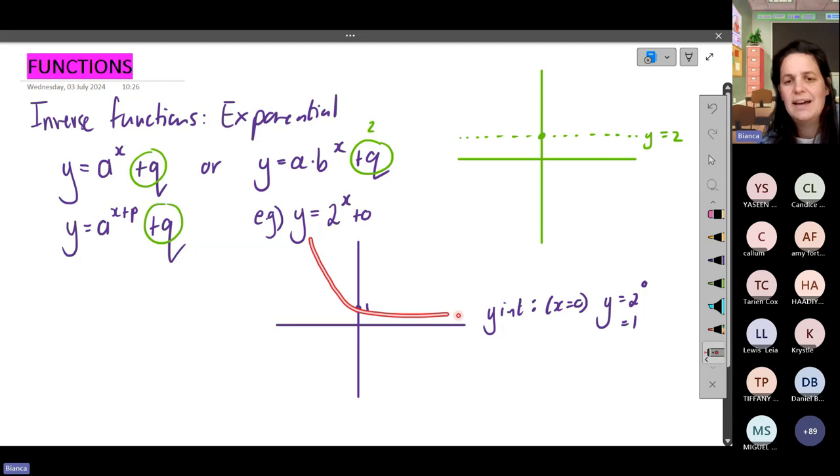Does the graph look like that? Does the graph look like that? It definitely can't look like that because that's crossing the asymptote. So we have two options. Is it an increasing function or is it a decreasing function? If you know your theory, you can see because this is positive that it's an increasing function. So I actually know that it looks like that.